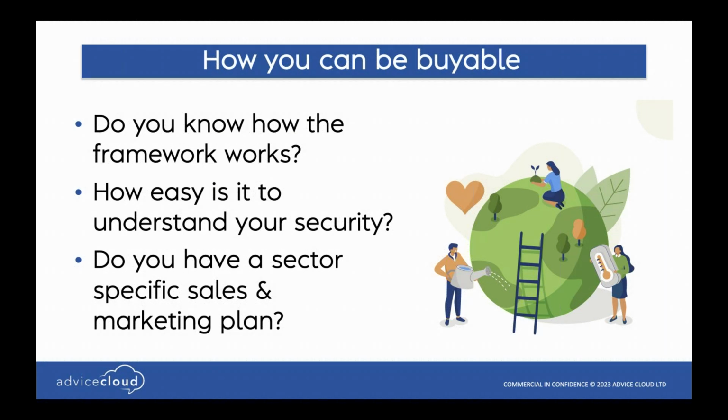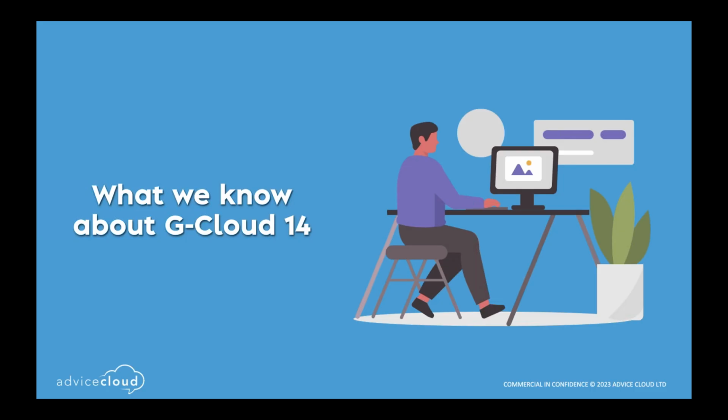Moving on, do you have a sector-specific sales and marketing plan? Do you know who wants to buy your stuff? Do you know how you're going to reach them? Where best to go and find them and get those people in to at least evaluate your product or services? All of this is about making you more buyable. So that's very much a snapshot around buyability.